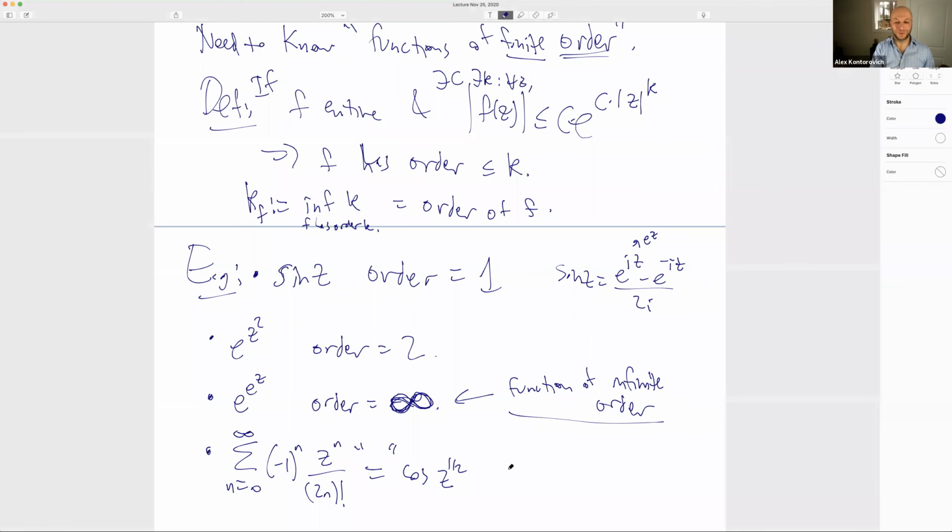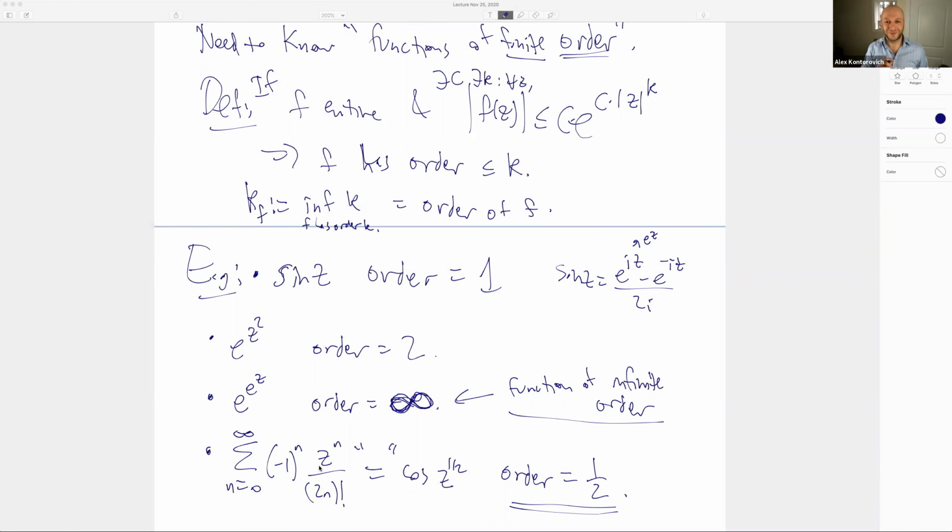So what do you think is the order? 1. 1 is a good guess. 1 is a very good guess. It's certainly order at most 1 because it's dominated by the exponential function. But this should smell like e to the z. Kayla? Is it 1/2? It's 1/2. Awesome. It's order 1/2. So order isn't necessarily something that you can easily smell or read off. It's something you have to work a little bit on. But really all we care about most of the time is the finiteness of the order.